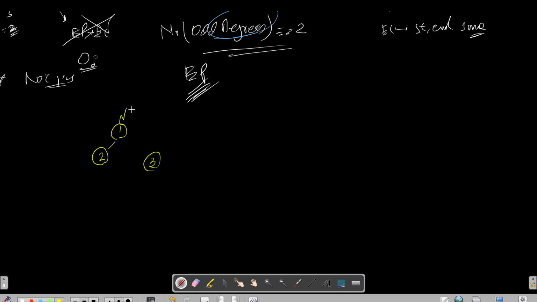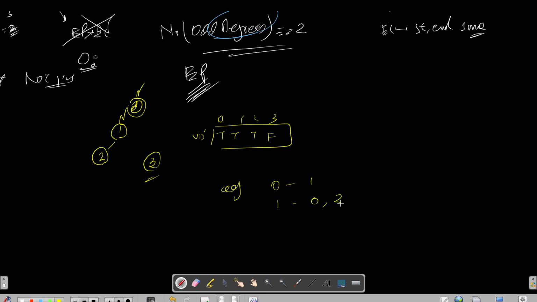So DFS, starting the DFS from 0, your visited array would look like 0, 1, 2 marked as true, but 3 is marked as false, right? And in your adjacency list, the list given here is like this: 0 is connected to 1, 1 is connected to 0 and 2, and 2 is connected to 1, and 3 is also there, right? So you need to check it should be greater than 0, correct?